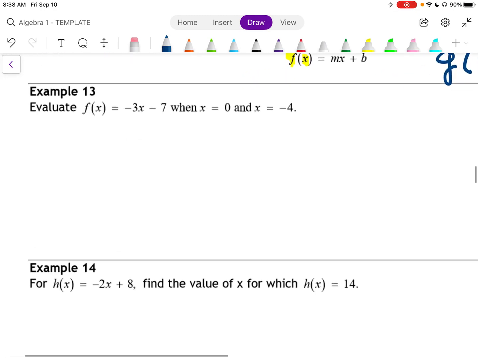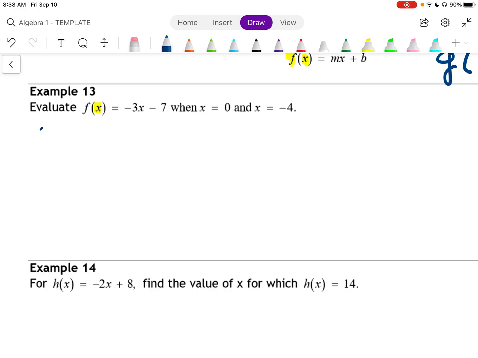All right, example 13. We have f of x equals negative 3x minus 7, and we're supposed to evaluate whenever x is 0 and when x is negative 4. So there's a special way that we can write this. In this left piece, x is a variable, right? Right there, it's telling us that the variable of function f is x. We're going to plug in for x.